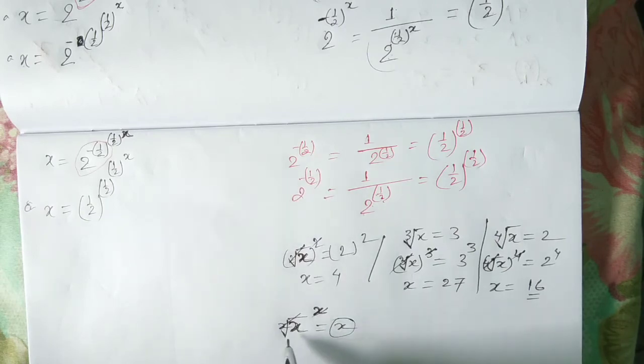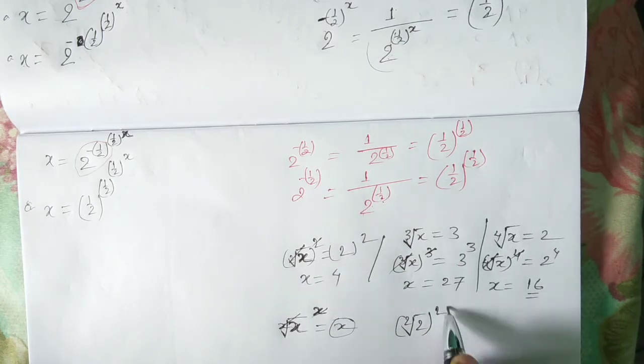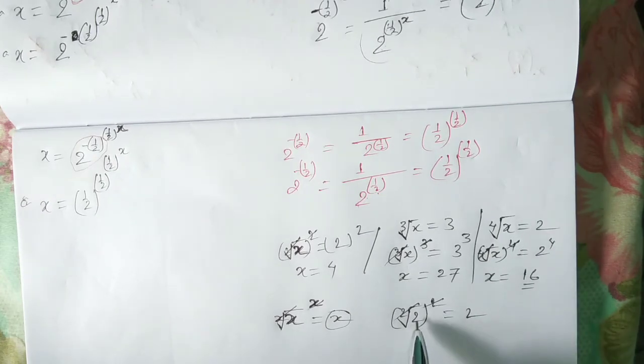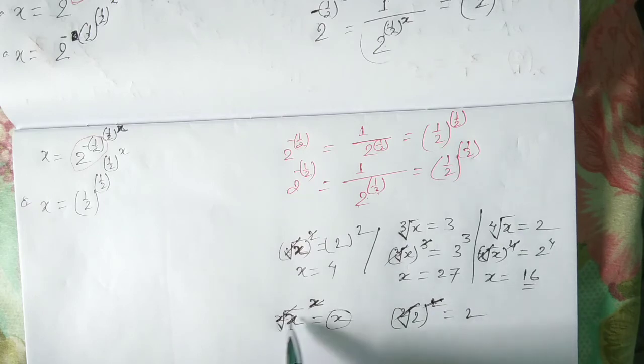So this x can also be written as xth root of x whole power x, because square root of 2 whole power 2 is the same 2, because we can cancel this square root with this power. So we have the same 2 here. In the same way, xth root of x whole power x is the same x.